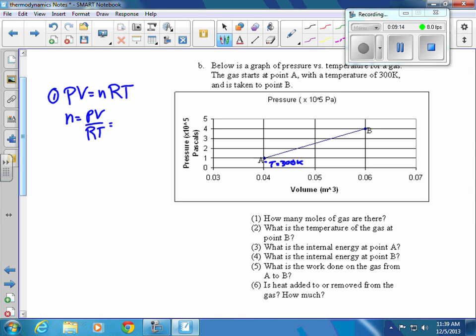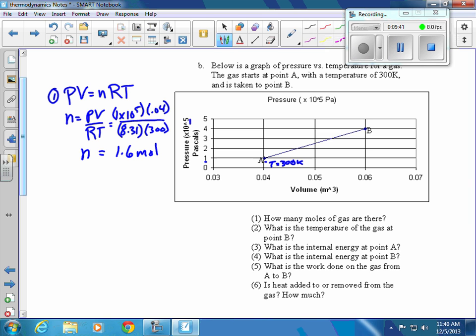So at point A, the pressure is 1 times 10 to the 5th. The volume is 0.04. R is the constant 8.31. And T is 300. If I plug this into the calculator, I get n is 1.6 moles.